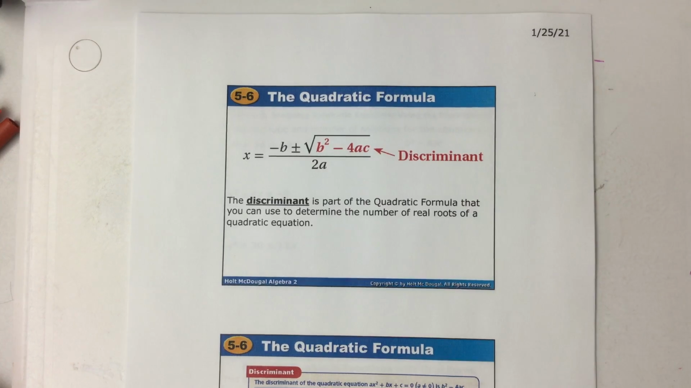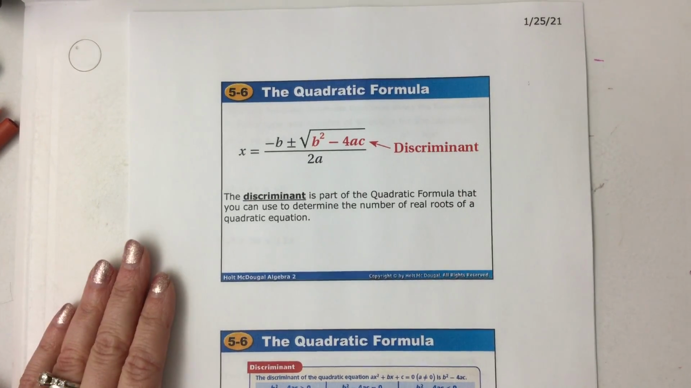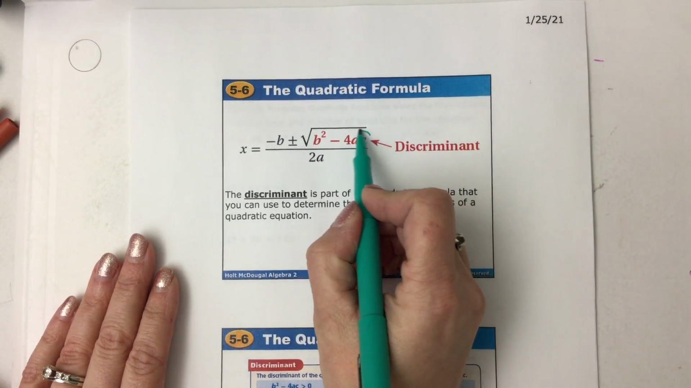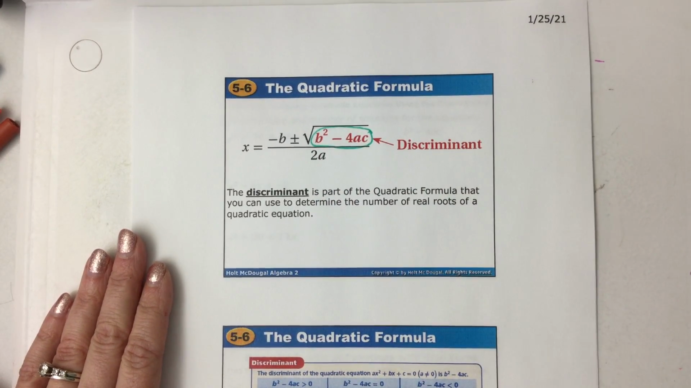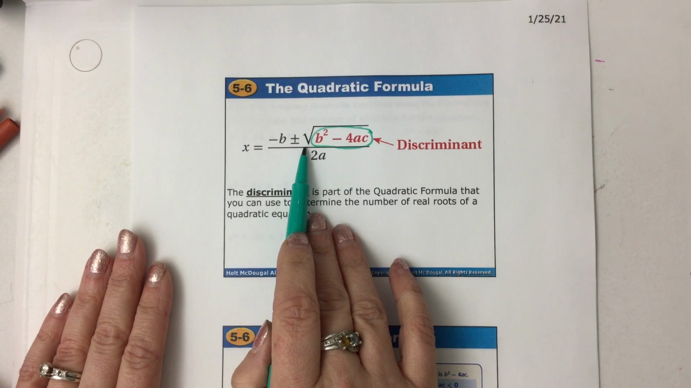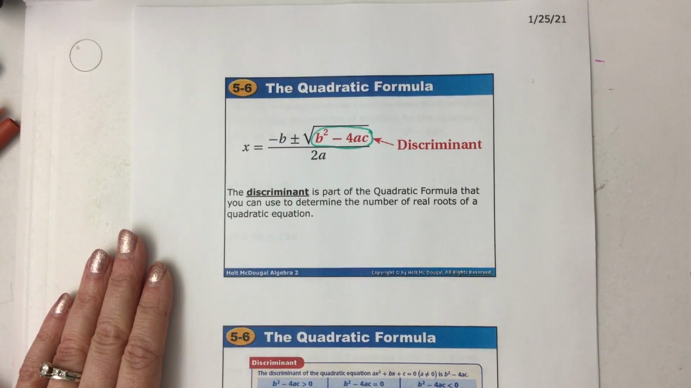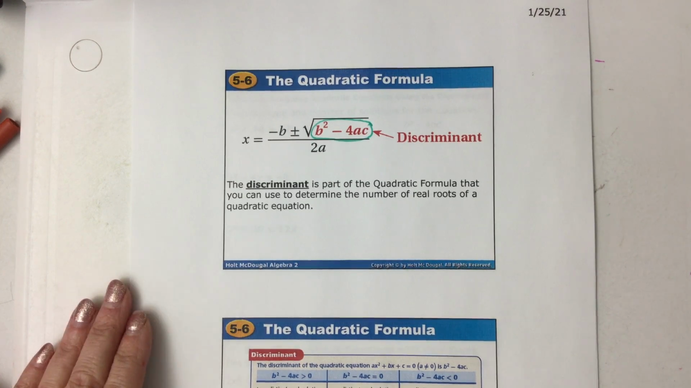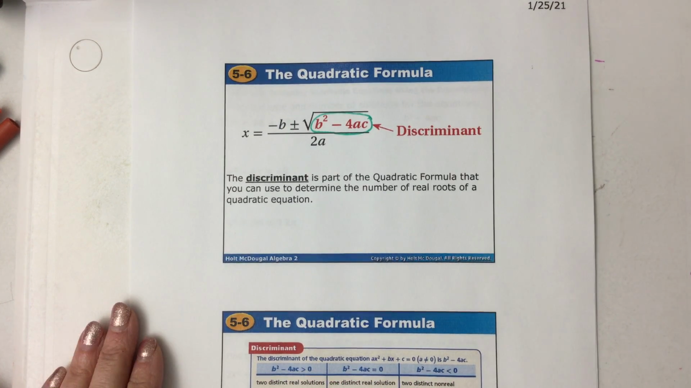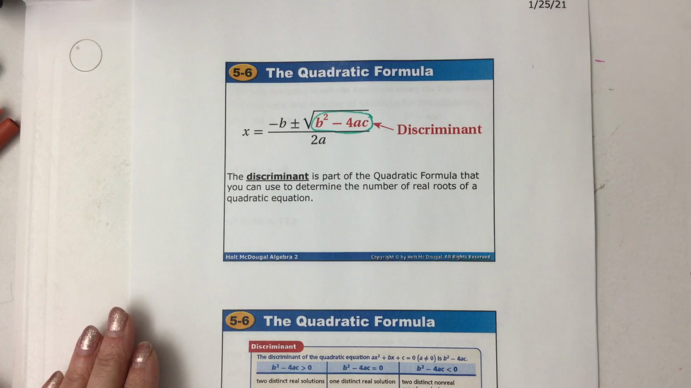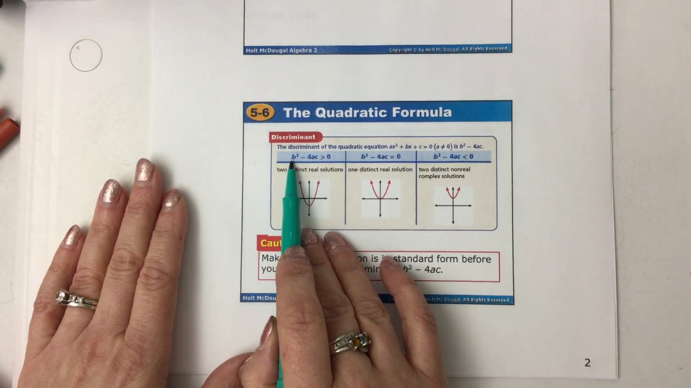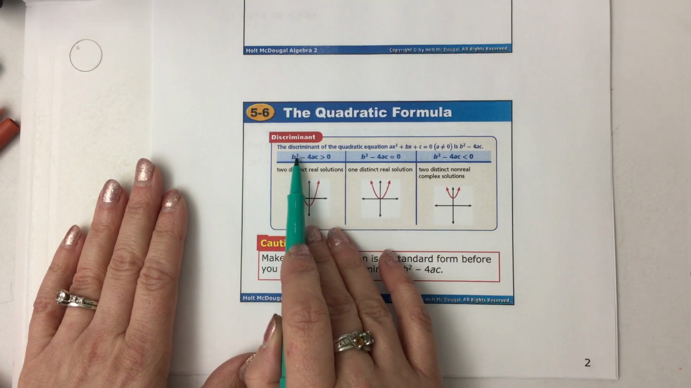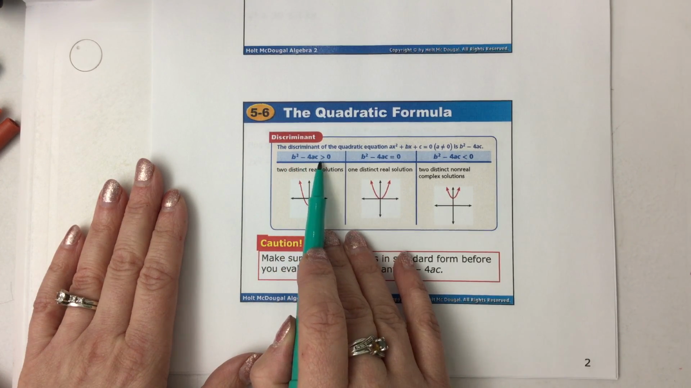Now, before we jump into the entire quadratic formula, there is an important part. It is called the discriminant. The discriminant is b squared minus 4ac. It is the value that goes underneath the square root. The discriminant tells you how many solutions we are going to have and if they are going to be real solutions or imaginary solutions.